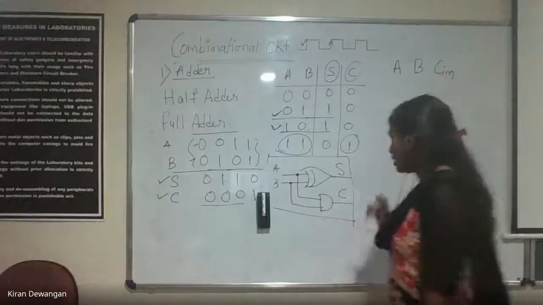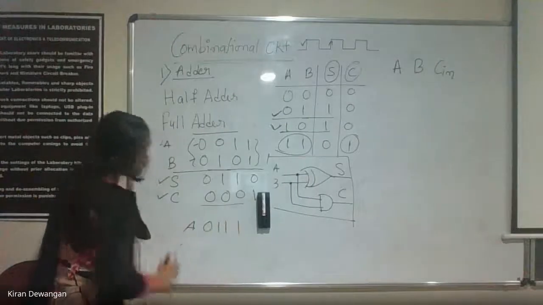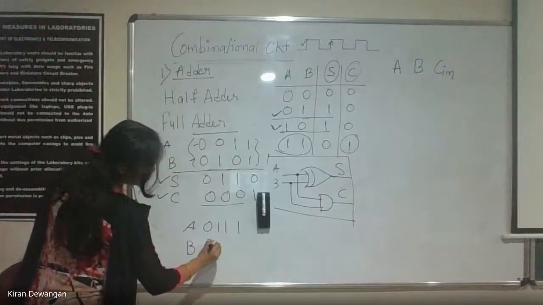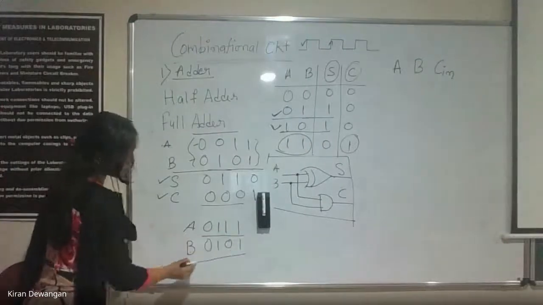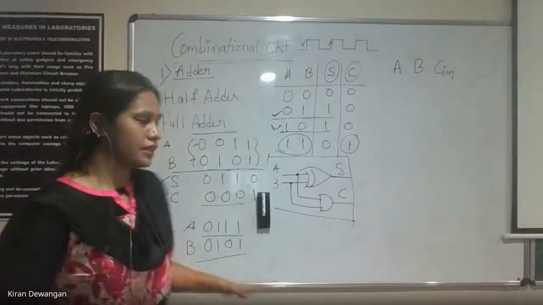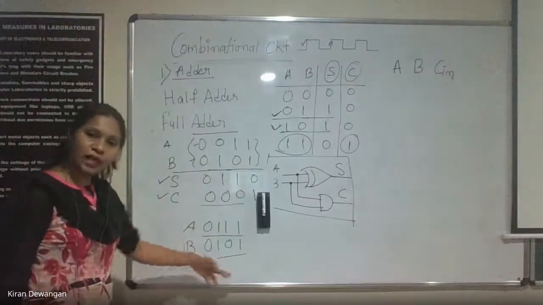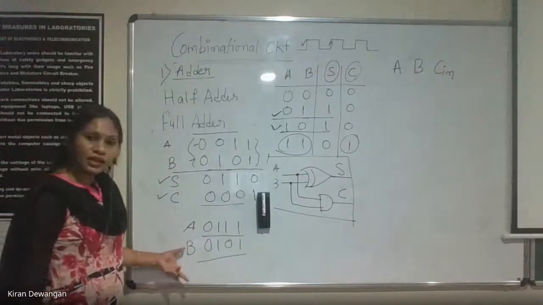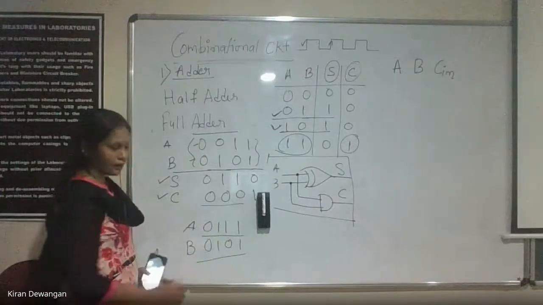Like if I am taking A as 0 1 1 1 and B as 0 1 0 1. This is a 4-bit A and this is a 4-bit B. Here A and B are not single bits. They can be a number of bits also. A can be 4-bit, B can also be 4-bit, right? So when we are adding these two, in this one we will definitely get a carry in input. When we add these two, what will happen?